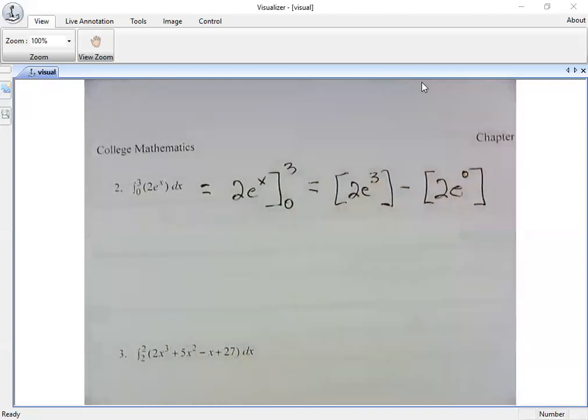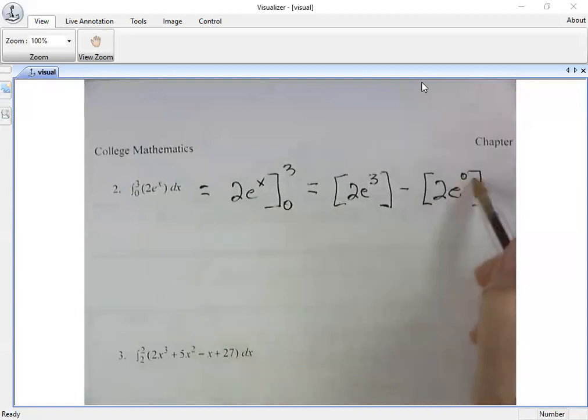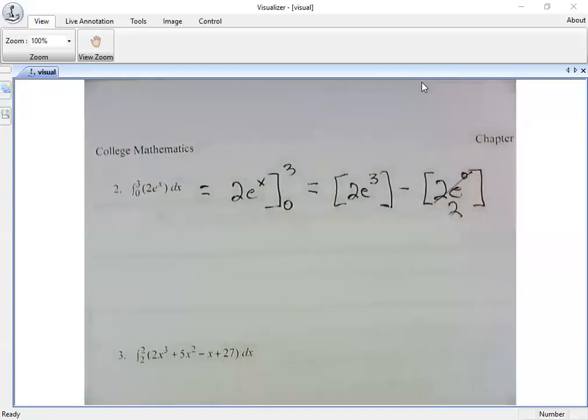okay, now can I clean this thing up? What do you notice might be able to be simplified? Say it again. 2e to the 0. 2e to the 0. What is anything raised to the 0 power? 1. And so 2 times 1 is 2. That second bracket cleans up to just be the number 2.